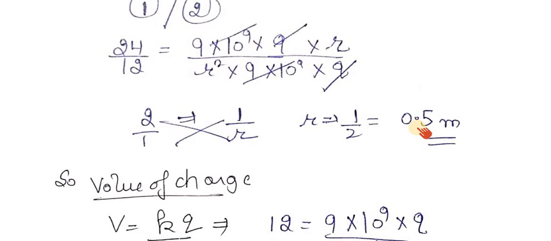That means the distance between points A and B is 0.5 meter. Now you have to find the value of charge. Put down the value of r in any expression, either in electric field or in potential. You will get the same expression for the charge.